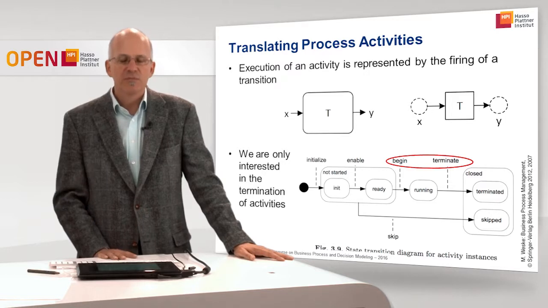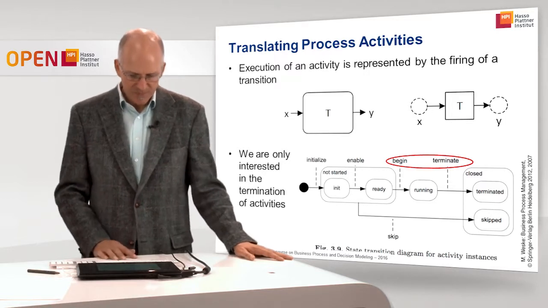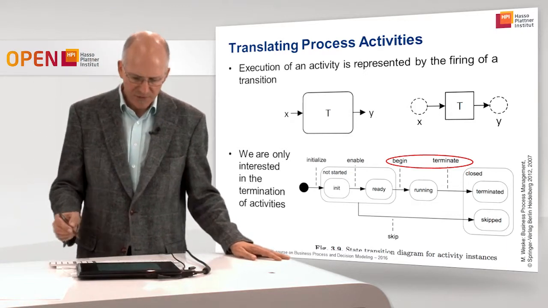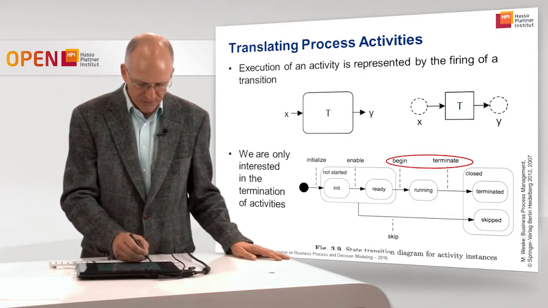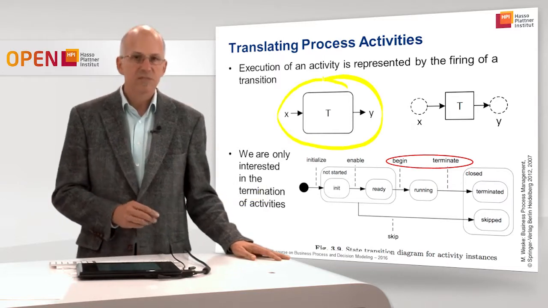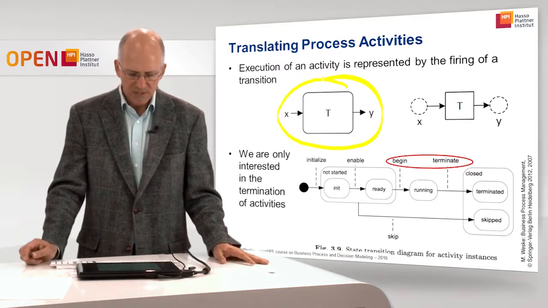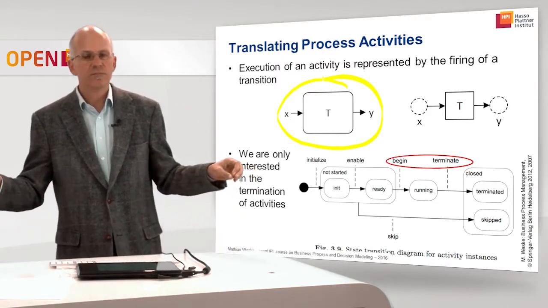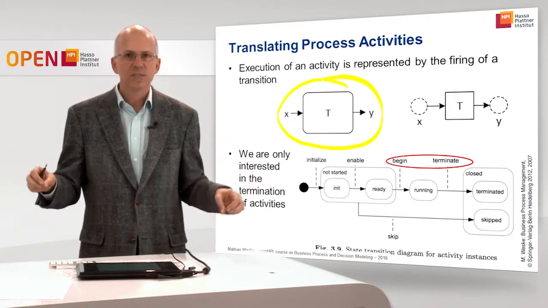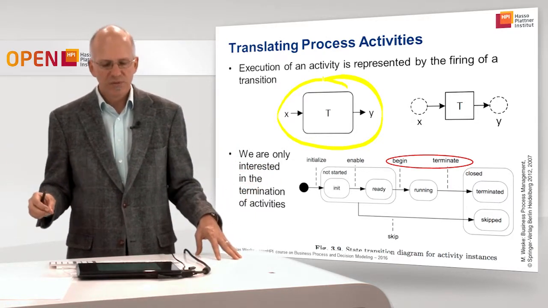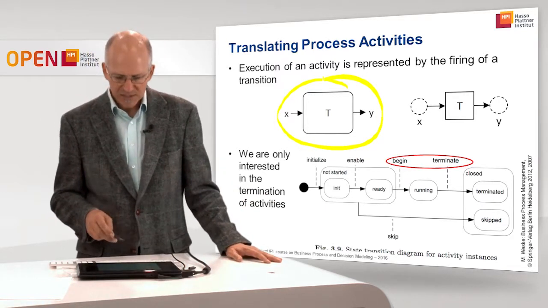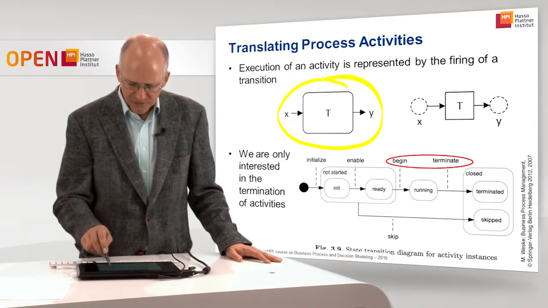Okay, so we have a number of mapping or translation rules. First of all, the execution of an activity is represented by the firing of a transition. If I have one activity T, a process task T, that is embedded in X and Y, which always shows how to relate the resulting BPMN or Petri net fragment with the rest, so this is the context of the task T, then task T is represented by a transition.